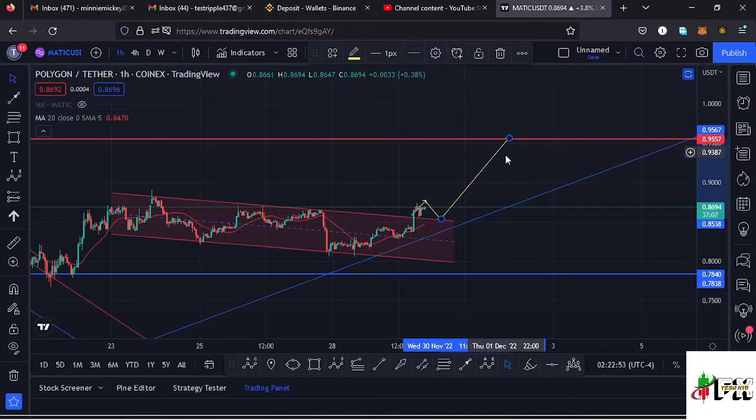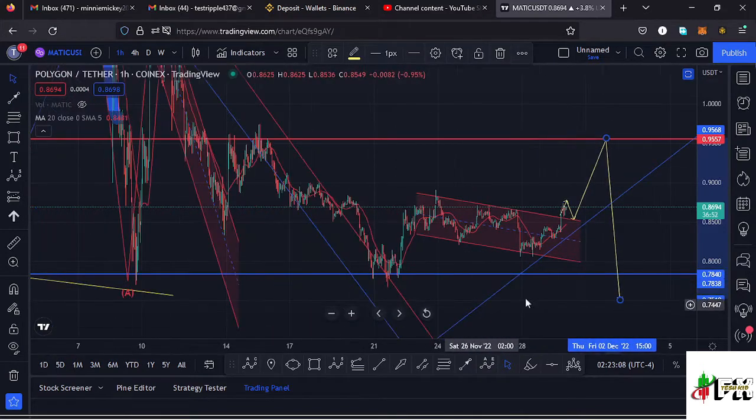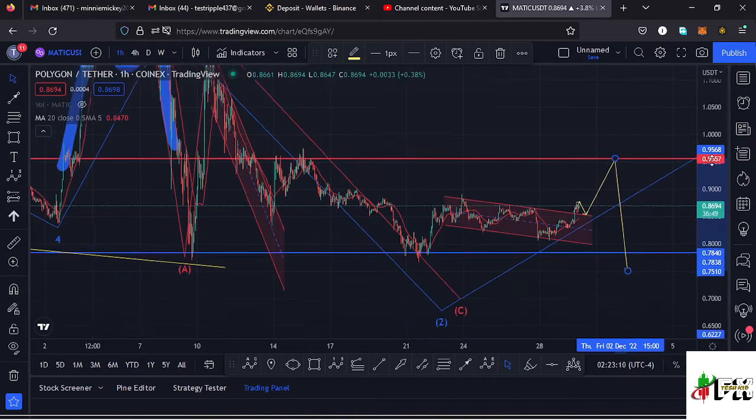and in case we see a rejection over here, then I will expect another impulsive pullback over here back to around the $0.78 mark, lose that key area of support and continue pushing lower to fully maximize the formation of that high Elliott wave count 2.